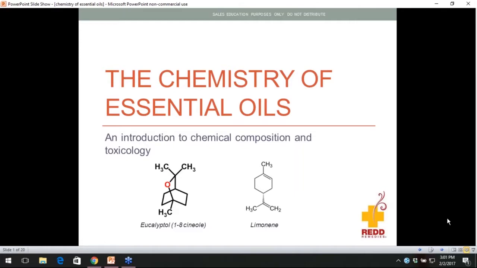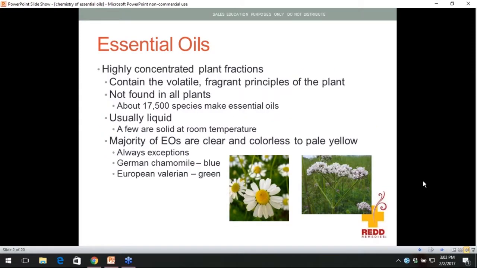But this is just an introduction to chemical composition and an introduction to some toxicology with essential oils, plant fractions. So this fraction of the plant contains the volatile principles of the plant that give it its aroma or fragrance. But not every plant creates essential oils. There's somewhere between 17 and 18,000 plants that actually create essential oils. They're usually liquid. There are a couple that are solid at room temperature, and the majority are clear and colorless to a very pale yellow.